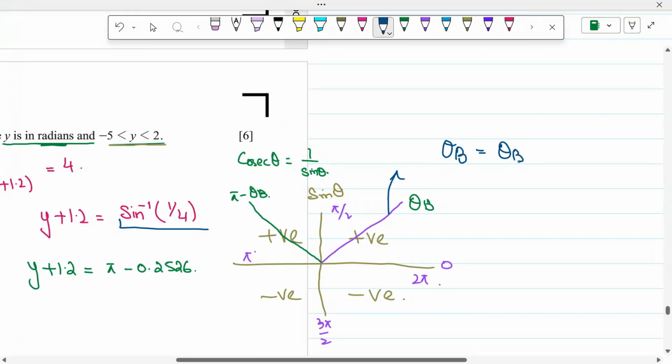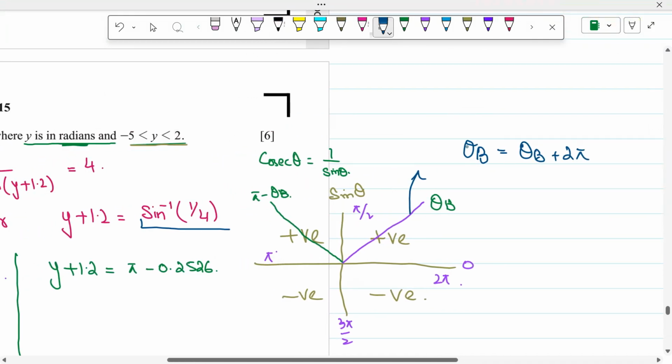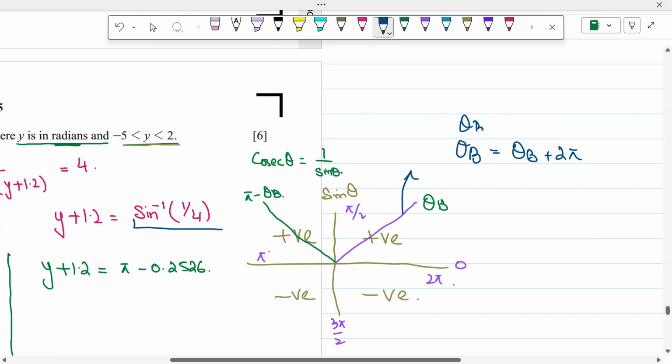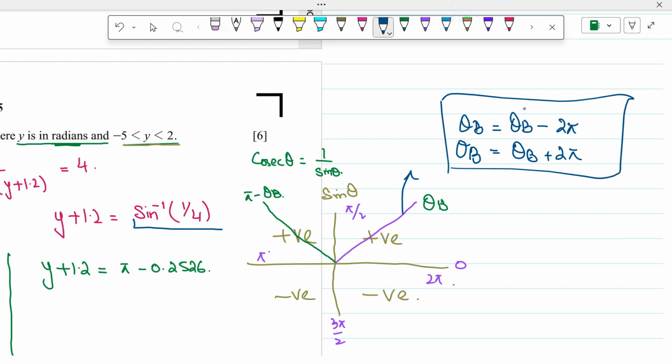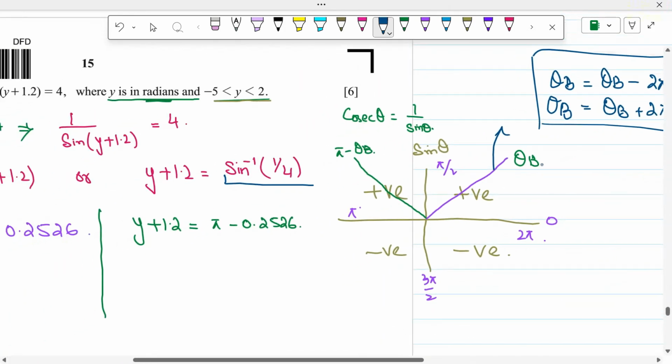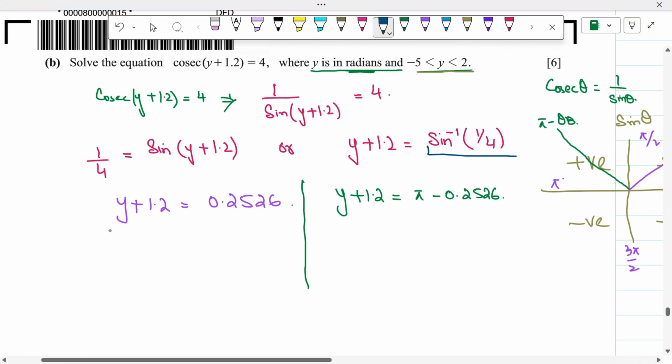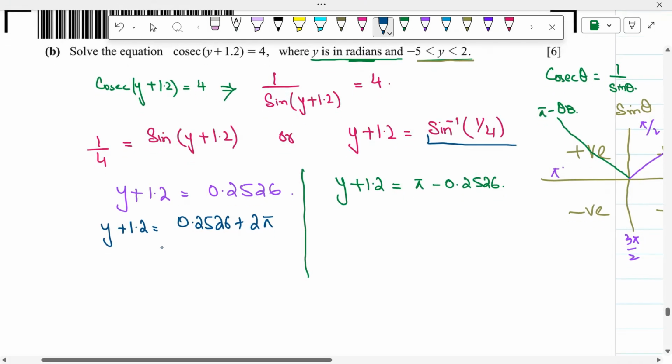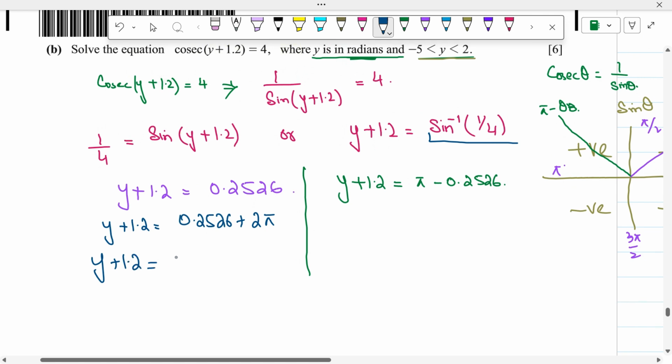Now, for the same angle in the first quadrant, the base angle will also equal the base angle plus 2 pi, or the base angle minus 2 pi. So these are all the angles in the first quadrant. You can use the base angle to represent the first quadrant angle, or the base angle minus 2 pi or plus 2 pi also. So we can say that y plus 1.2 is also equal to 0.2526 plus 2 pi, or y plus 1.2 is also equal to 0.2526 minus 2 pi.